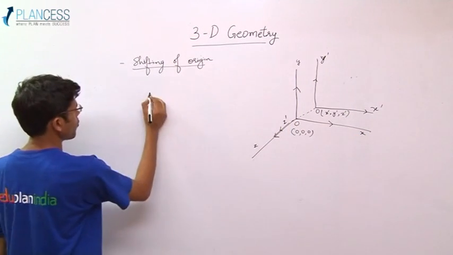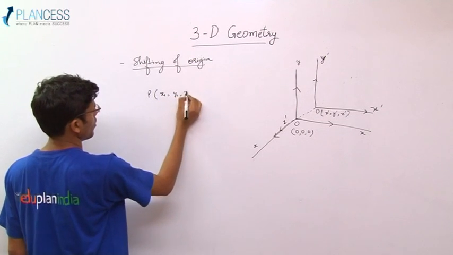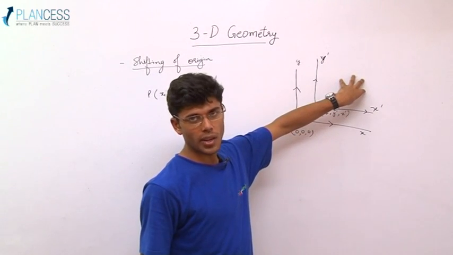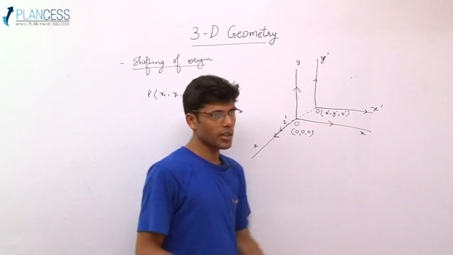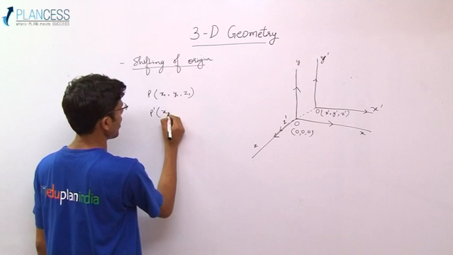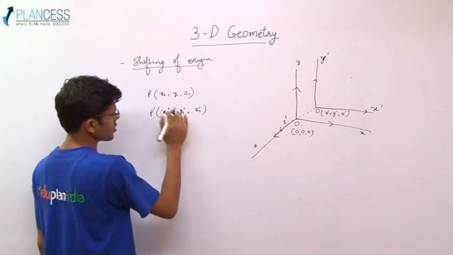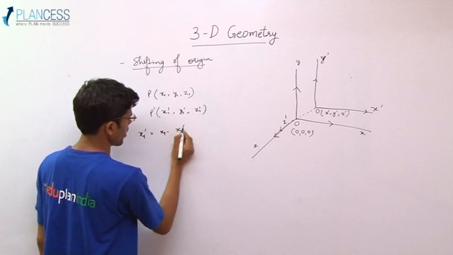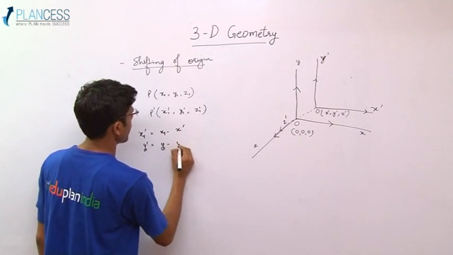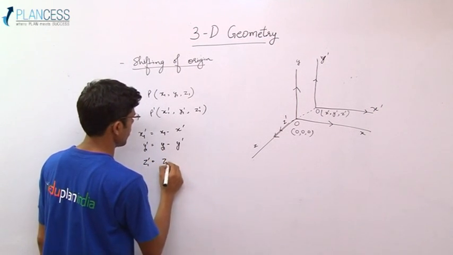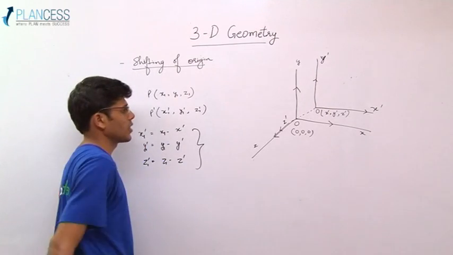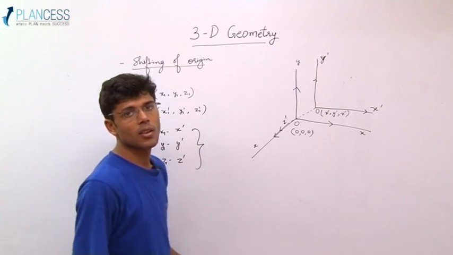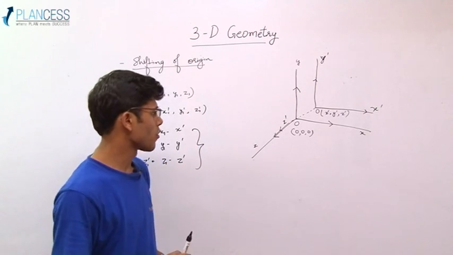Say we have a point P initially, x1, y1, z1 in the earlier coordinate system, and by shifting the origin, this is our new rectangular coordinate system. We want to find the coordinates of this point P in our new coordinate system, say x1 dash, y1 dash, and z1 dash. So what is the relation between x1 dash and x1? x1 dash is x1 minus x dash, y1 dash is y1 minus y dash, and similarly z1 dash is z1 minus z dash. So by moving the axes parallel to themselves, this is the relation we get between the new coordinates and the earlier coordinates of a particular point.